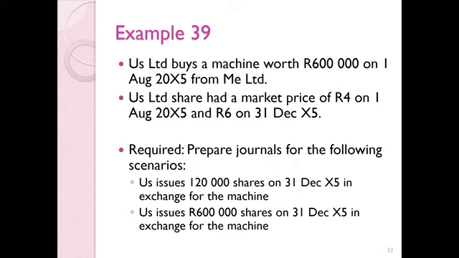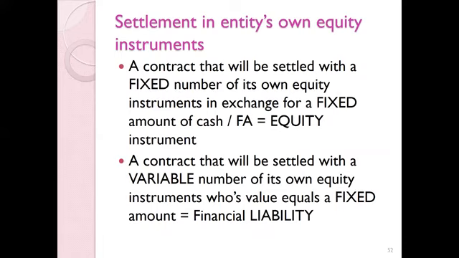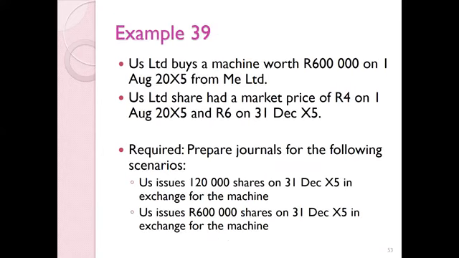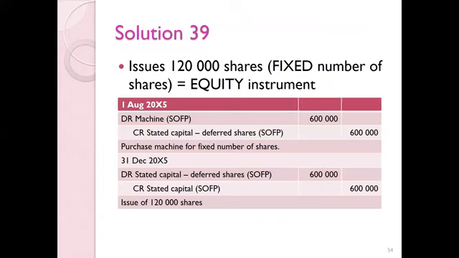The first scenario is where they issue a fixed number of shares in exchange for the machine. The second scenario is where they issue a variable number of shares. It's just got to equal a fixed Rand value in exchange for the machine. Okay, so just reminding ourselves, a fixed number of shares, we look at it as being an equity instrument. A variable number of shares, we're going to account for that as a financial liability. So the first scenario is where they're issuing a fixed number of shares. We're treating it as an equity instrument itself.